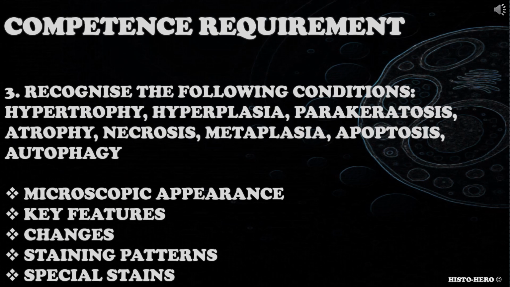The third competence requirement is for you to recognize the following conditions: hypertrophy, hyperplasia, parakeratosis, atrophy, necrosis, metaplasia, apoptosis, autophagy. What are these conditions? How would you recognize them on H&E stained section? Consider microscopic appearance of each, key identifiable features, any cellular, morphological or architectural changes from normal features, any staining patterns associated with these conditions, special stains that could be used to highlight them.